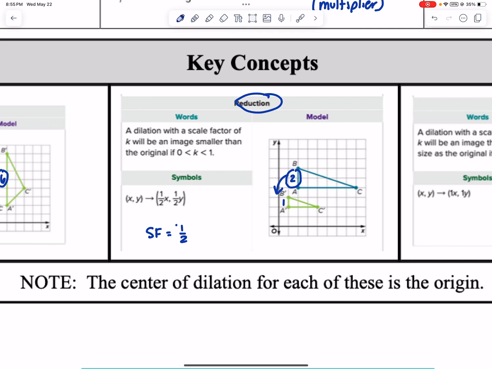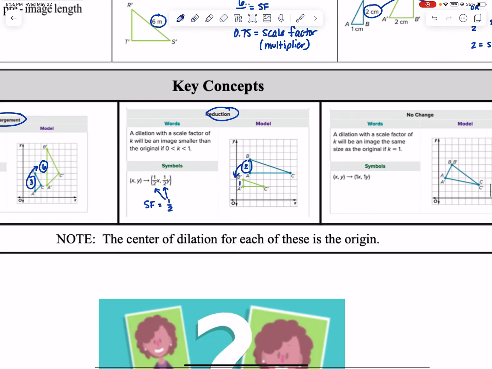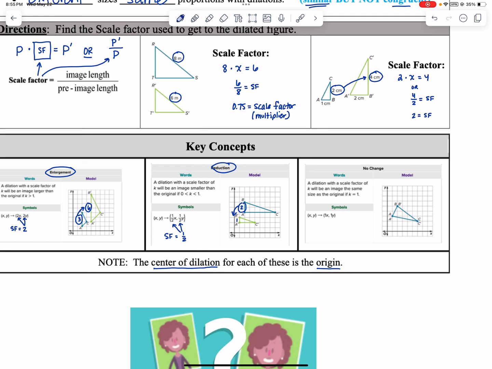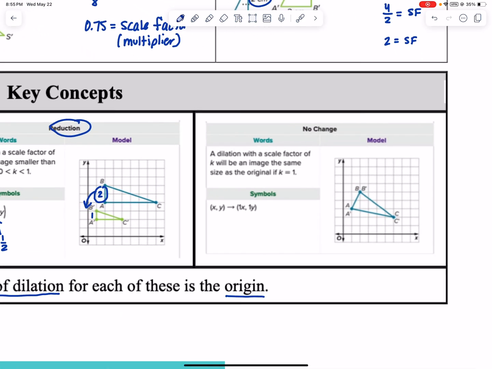To represent that in the mapping, all of my x's I would multiply by 1/2, and all my y's I would multiply by 1/2, and it will create my new shape that is half the size. Be aware also that all these centers of dilation are from the origin. We talked about in the video how there were different ways that you could dilate, so you just have to pay attention to that as well.